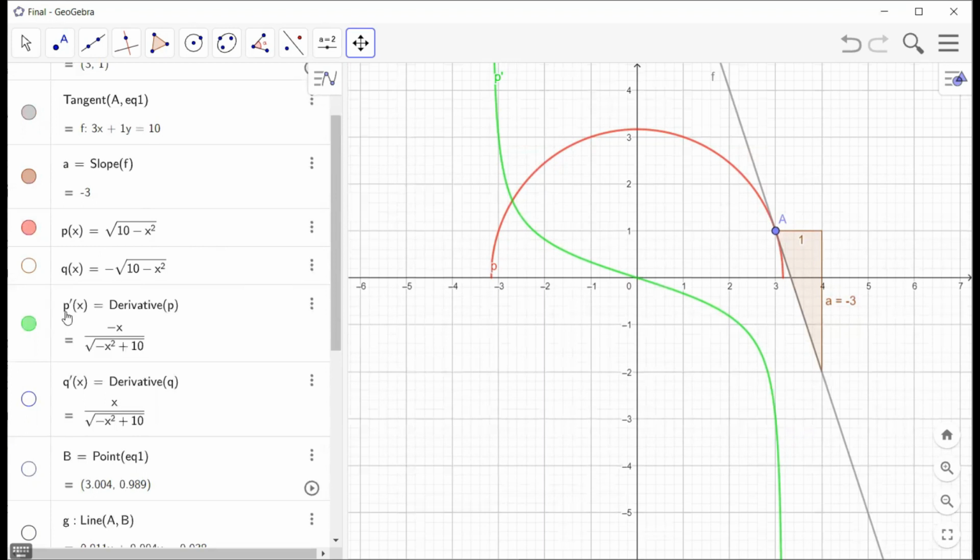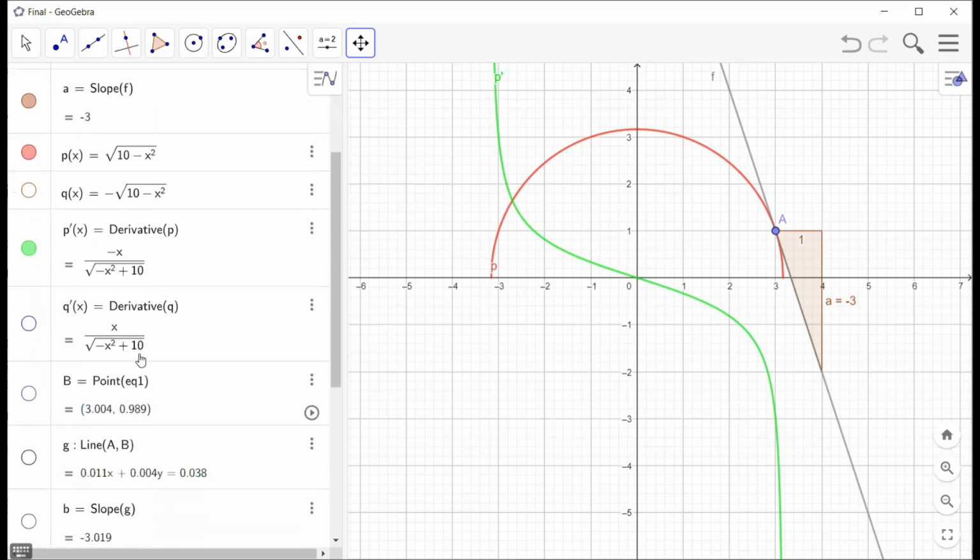So if we ask what is the first derivative of p of x, we have here p prime of x, the derivative of p, equals -x over the square root of -x squared plus 10. So if we ask GeoGebra to find this slope of the tangent at x equal 3, we can substitute -3 here. It will be -3 in the numerator, and in the denominator -9 plus 10 equals 1. It will be -3 over 1 equals -3.